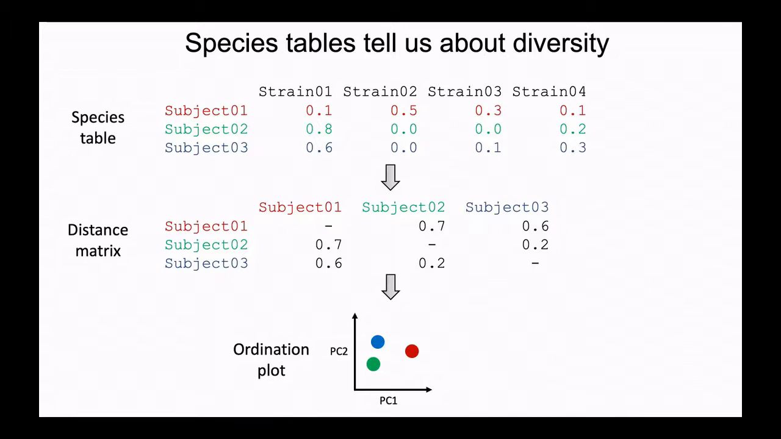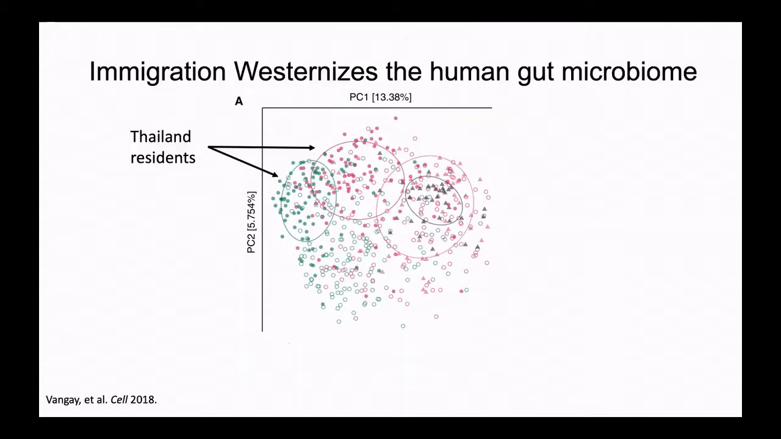One of the things we like to do is we'll take that species table and turn it into a distance matrix. So now you can see which subjects are more similar to one another, but which subjects are more dissimilar. And then we take that and compress it into an ordination plot so we can project it onto a flat piece of paper and basically see as much variation as possible in 2 dimensions or 3 dimensions. And I'm going to show you that now for the immigration microbiome project.